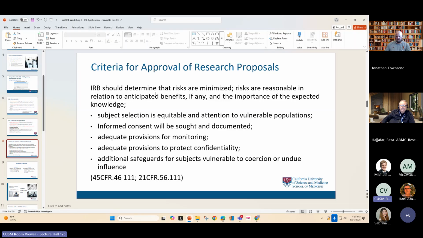So the IRB should determine that risks are minimized, risks are reasonable in relation to anticipated benefits, if any, and the importance of the expected knowledge. Subject selection is equitable. That's where randomization comes in, and attention to vulnerable populations is considered. Informed consent will be sought and documented. There are adequate provisions for monitoring, adequate provisions to protect confidentiality, and additional safeguards for subjects vulnerable to coercion or undue influence.